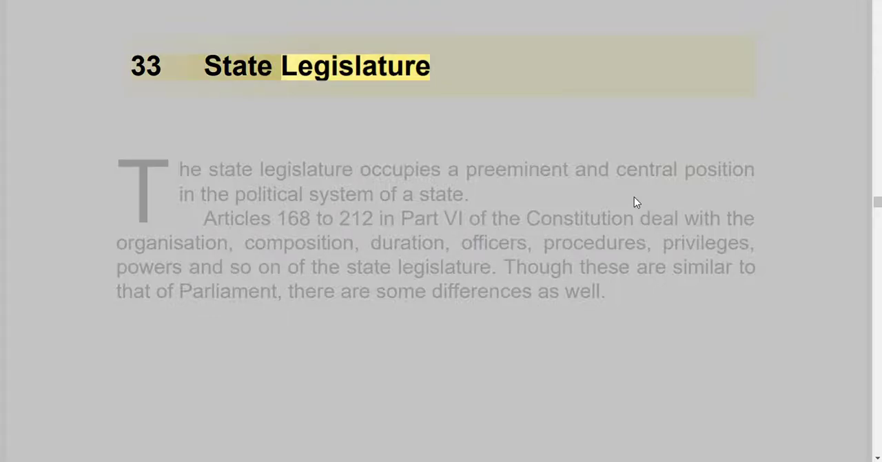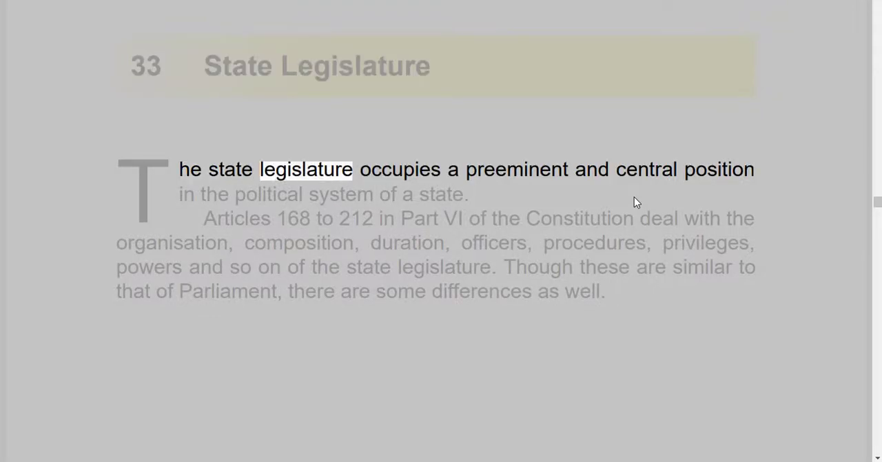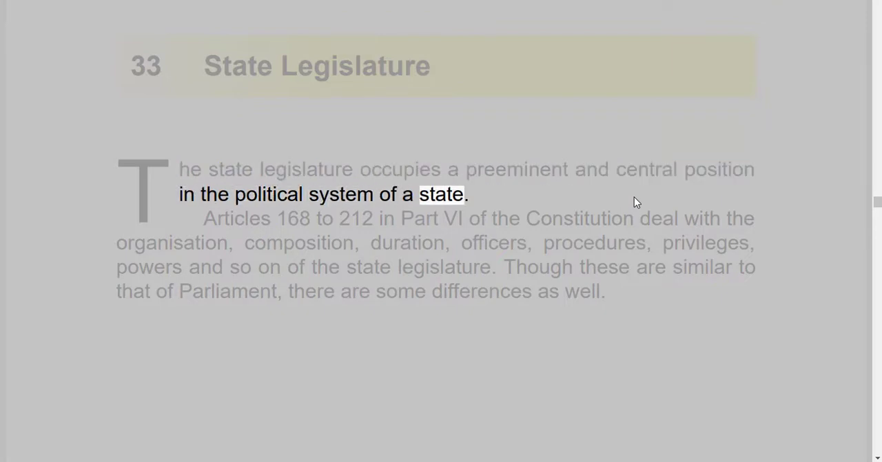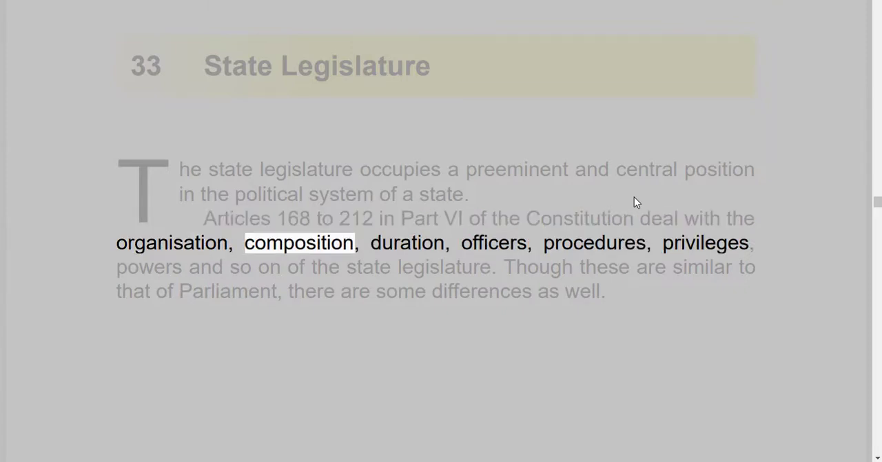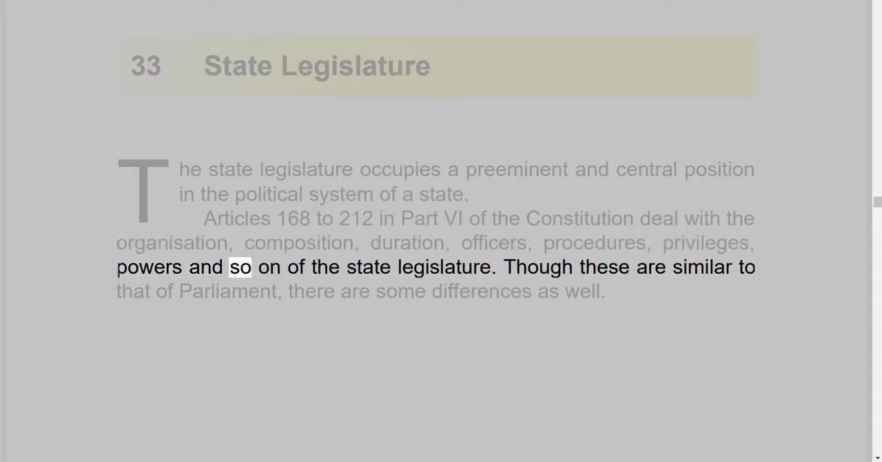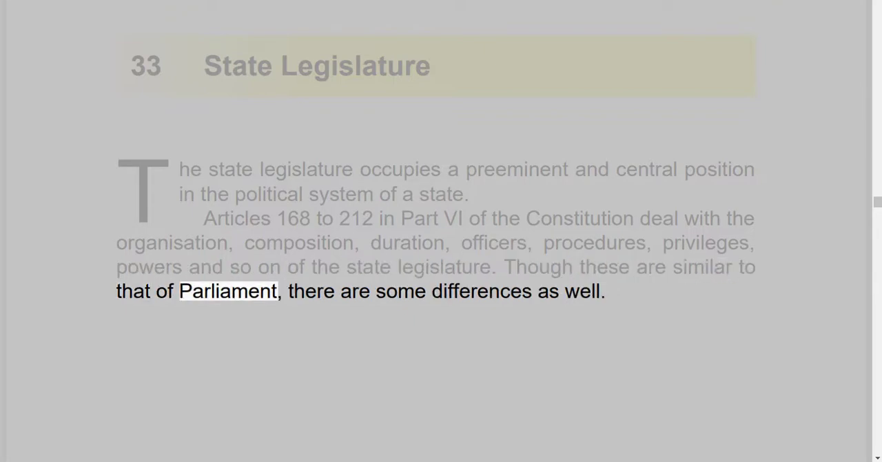33. State Legislature. The state legislature occupies a preeminent and central position in the political system of a state. Articles 168 to 212 in Part 6 of the Constitution deal with the organization, composition, duration, officers, procedures, privileges, powers and so on of the state legislature. Though these are similar to that of Parliament, there are some differences as well.